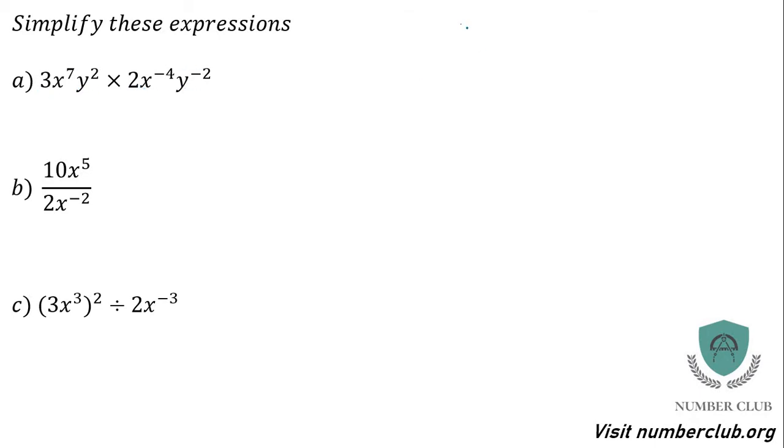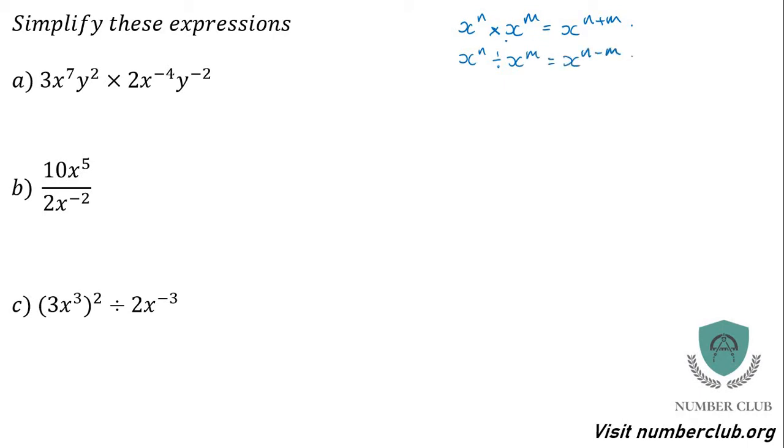Things that you need to know are that if you have x to a power multiplied by x to a different power, you add up those powers. And if you divide, then you subtract those powers. So if you have x to the n divided by x to the m, you get x to the power of n take away m.